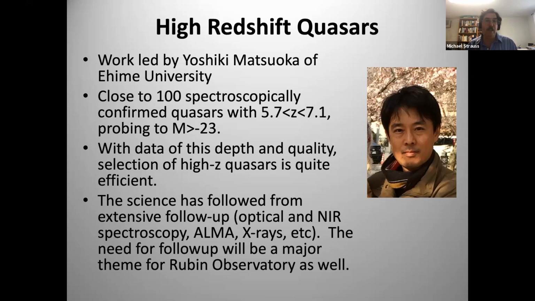But a key lesson that I'm going to be coming back to is that much of the science has really followed from doing really extensive follow-up. You need the spectroscopy, first of all, both in the optical and the infrared, ALMA, X-rays, radio, and so on. And this is going to be a major theme for the Rubin Observatory as well. So, okay, let's just continue.